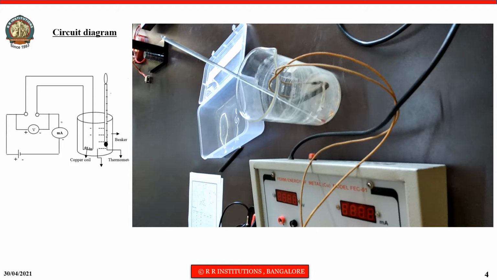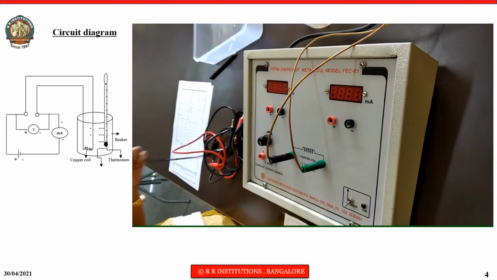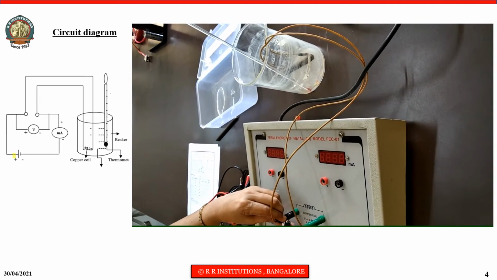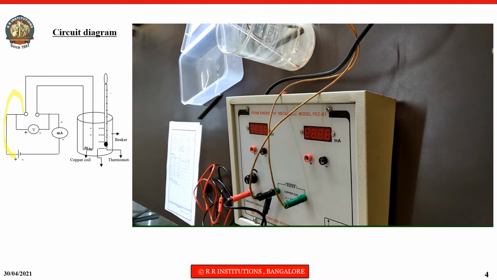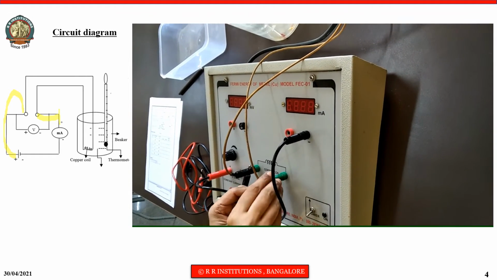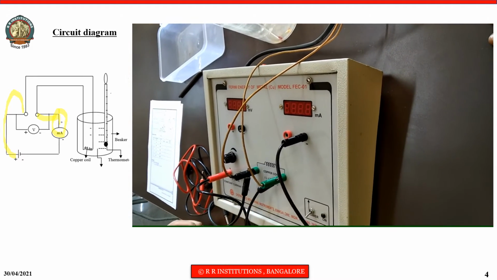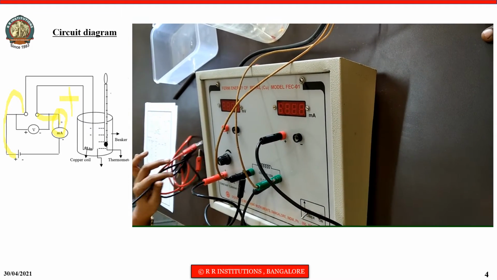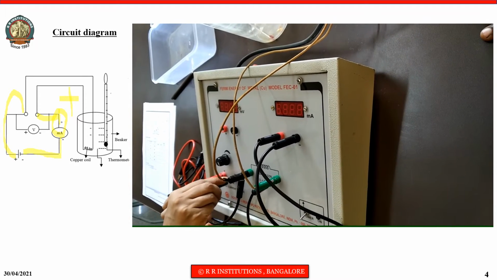Let us see how to do the connections. This is the position of the coil. The positive of the battery must go to one end of the coil. The other end of the coil must go to the positive of the milliammeter, sorry, it should go to the positive. Next, from the negative, it should go to the negative of the battery.